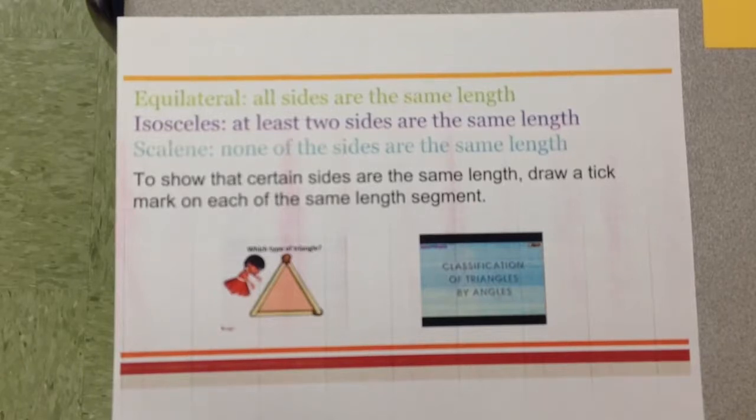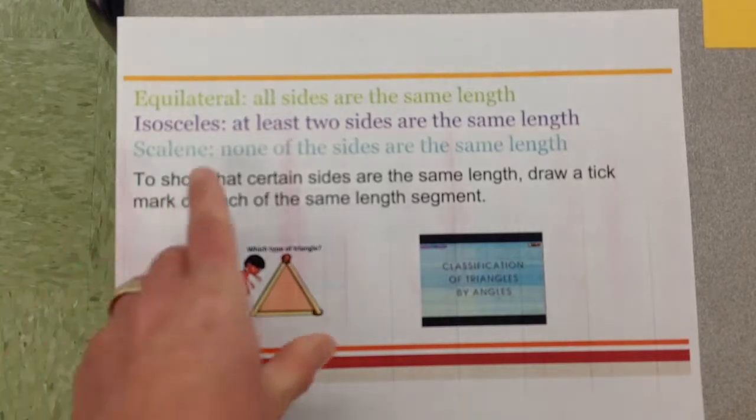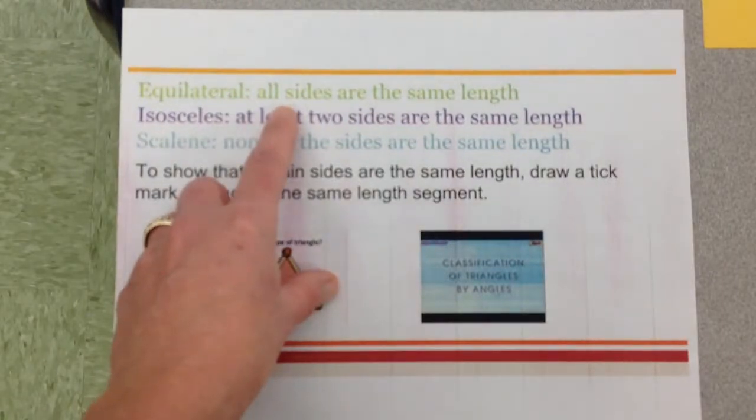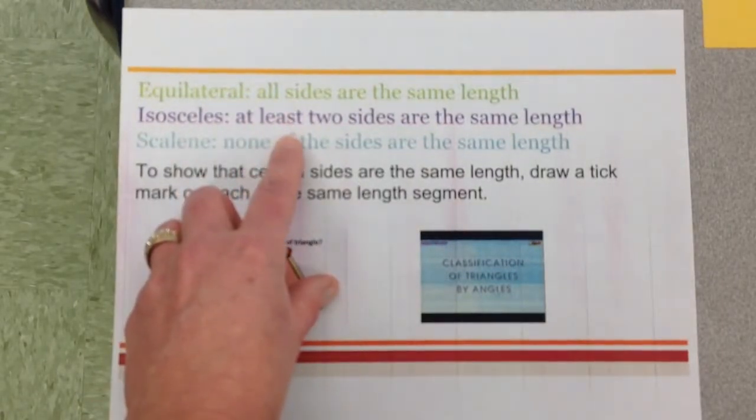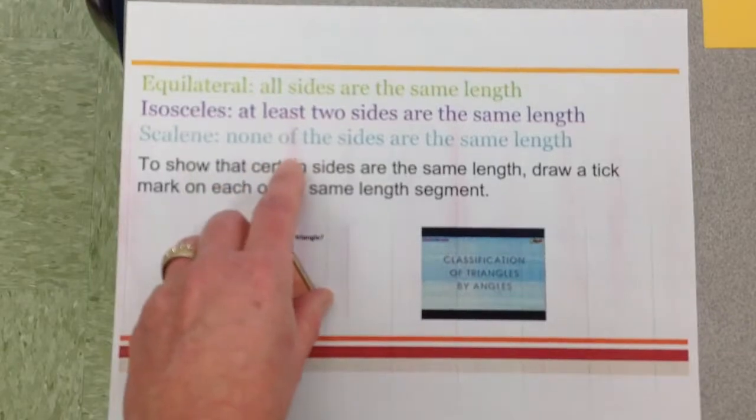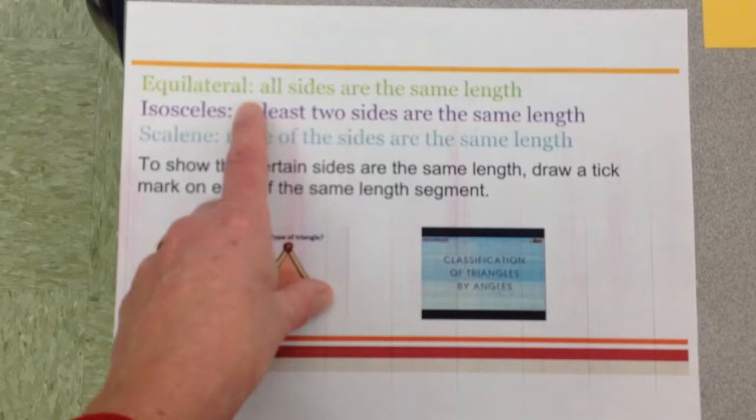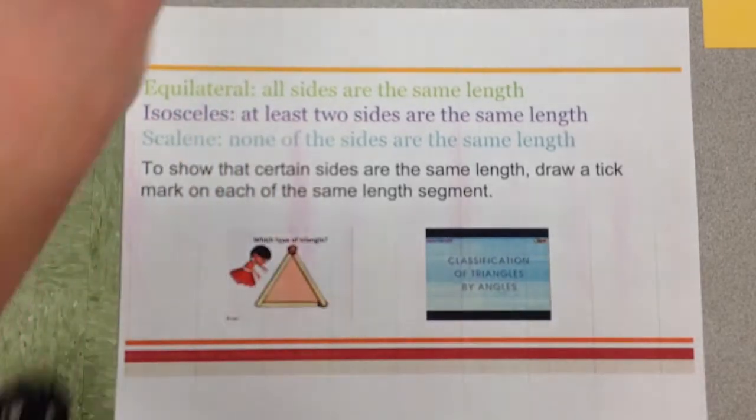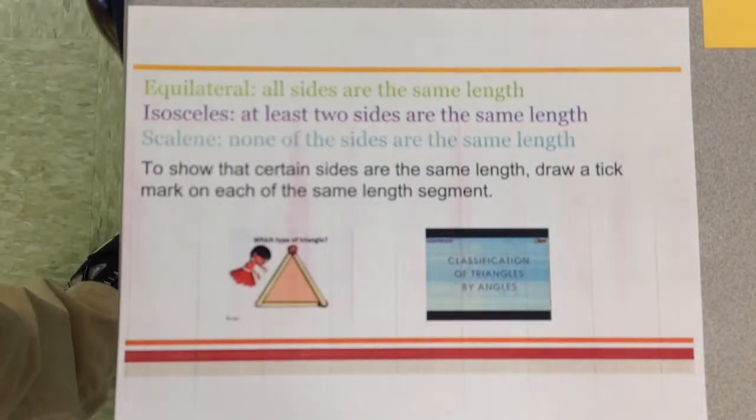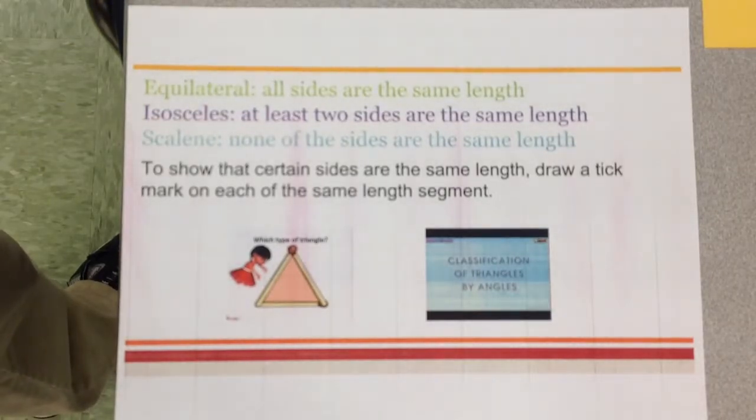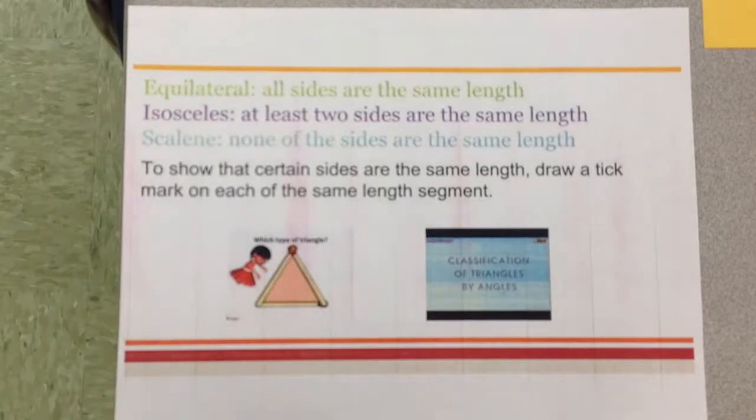There are special names that we use when we know the number of sides that are the same on triangles. An equilateral triangle has sides that are all the same length. Isosceles, at least 2 sides are the same length, and a scalene, none of the sides are the same length. So triangle A was an equilateral. F, B, and E are all isosceles because they had 2 sides the same length. C and D are scalene because none of them are the same length.